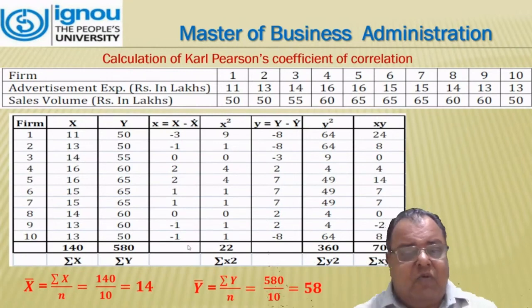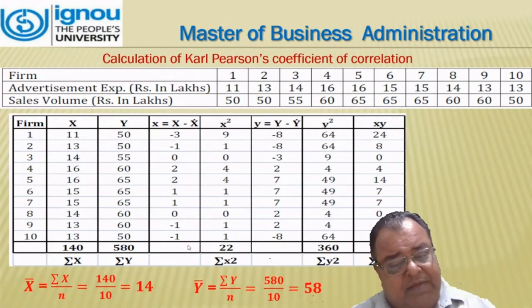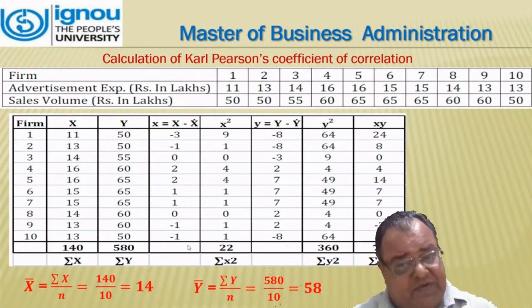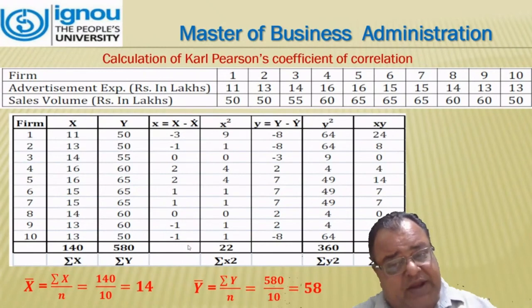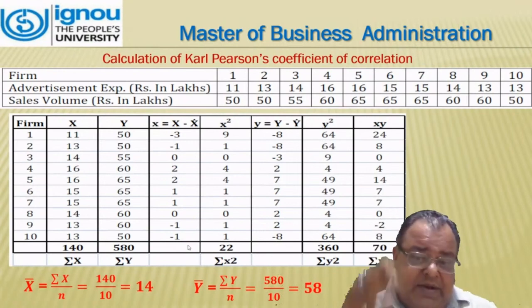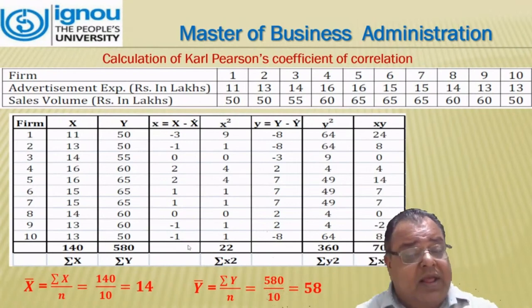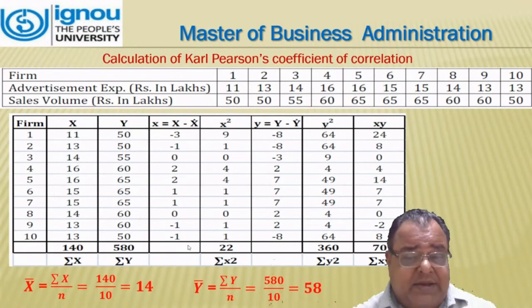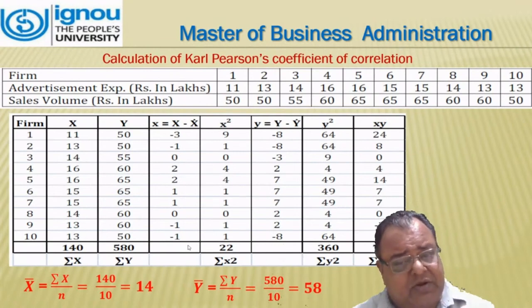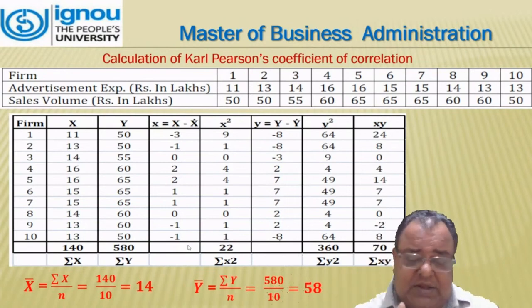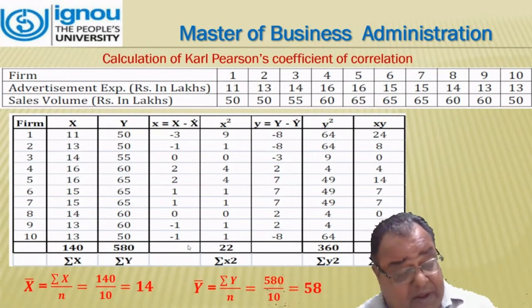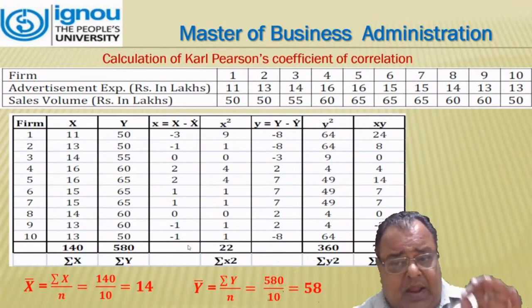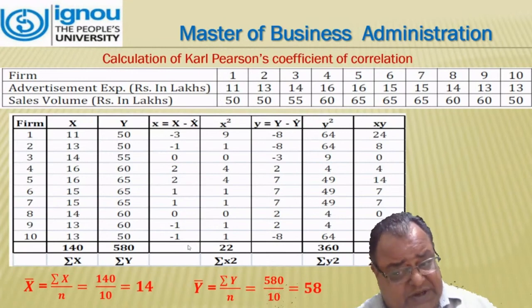Now we move to y minus y bar. We have y bar is 58 and y is 50. 50 minus 58 is minus 8. Similarly, we will be calculating for all in the y column. We will get minus 8, minus 8, minus 3, 2, 7 till minus 8. And similarly, we will be squaring this. Again, keep one thing in mind, we will get a positive number. We will be adding all this, we get summation y square equal to 360.